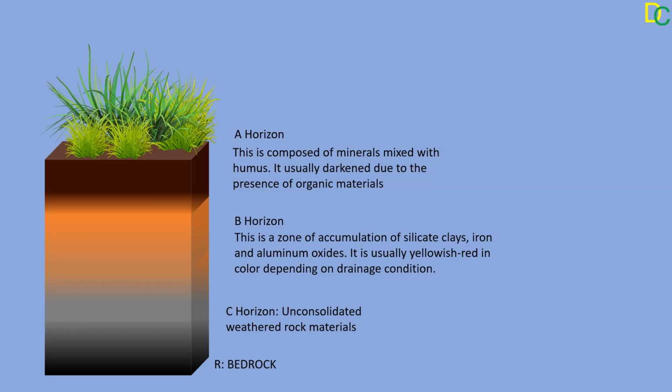As soil weathering progresses, the next layer that forms is the B horizon. This is a zone of accumulation of silicate clays, iron, and aluminum oxides. It is usually yellowish-red in color, depending on drainage condition.